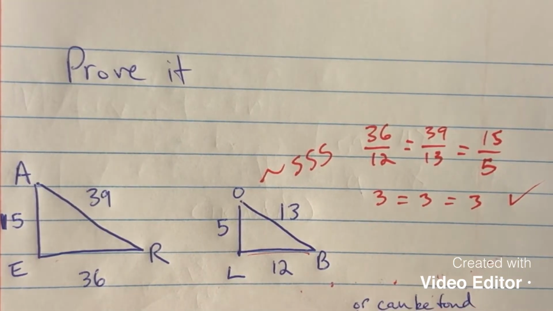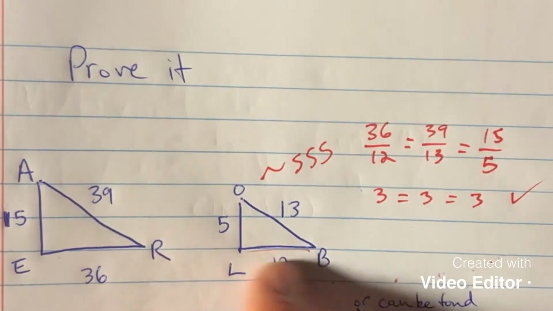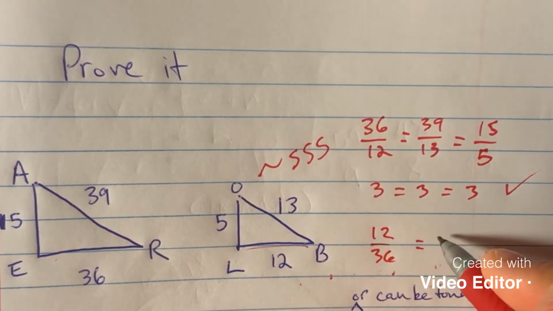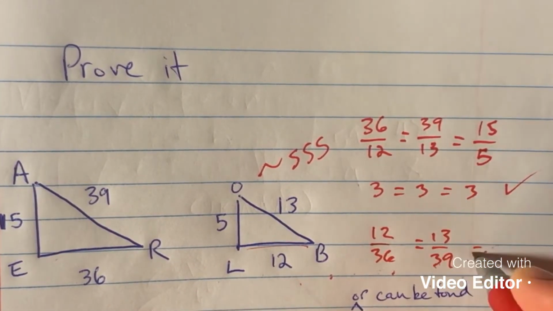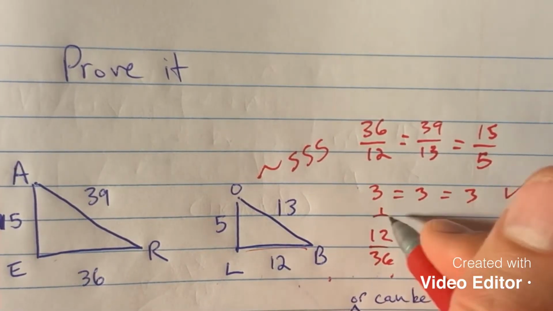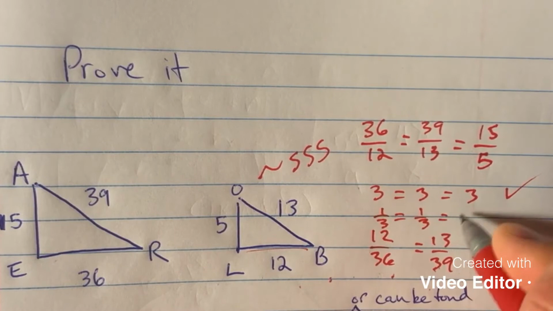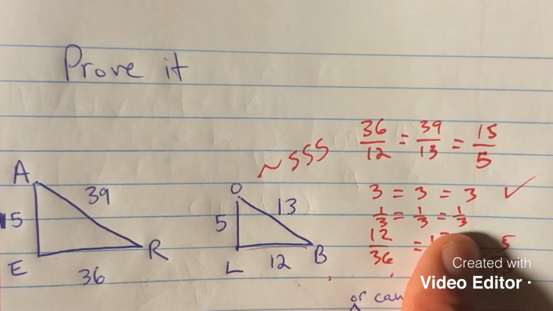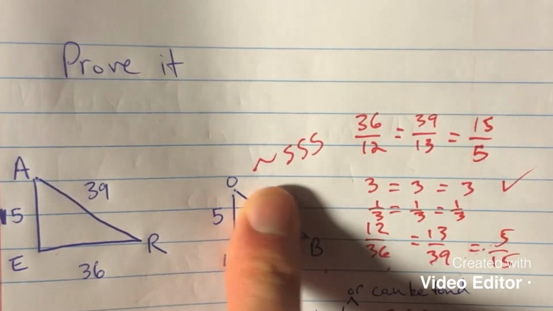Okay, now, does it matter if you go from big to small or small to big? Well, if you have 12 over 36 equals 13 over 39 equals 5 over 15, you get 1/3 equals 1/3 equals 1/3. That's the same. As long as all three of these are the same, you've proven similar triangles by side.